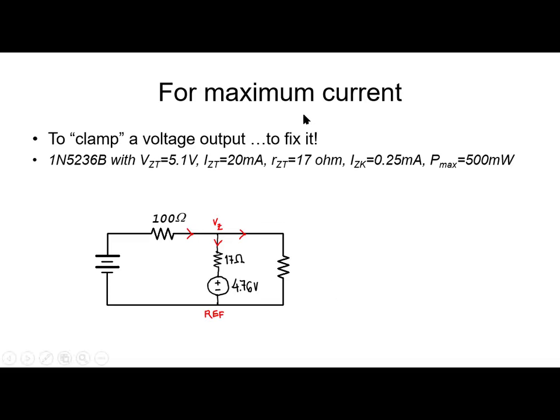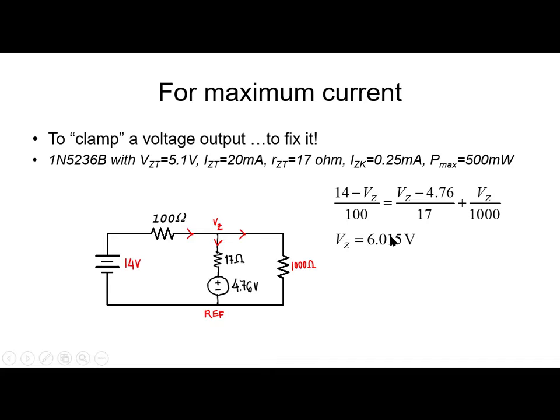Now, what is the maximum current through the Zener? Well, for that, the voltage of the battery would be the maximum 14 volts, and the current absorbed by the load would be the minimum, so its value would be 1000 ohms. We write a KCL equation, we solve for Vz, 6.015 volts. With that, we compute the current in the Zener, which is 74 milliamps. That is well below the maximum of 100 milliamps, and we are fine.